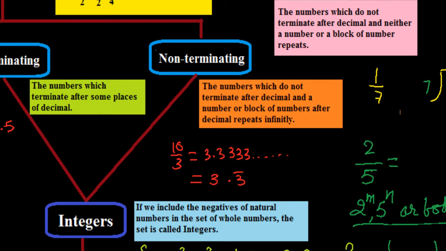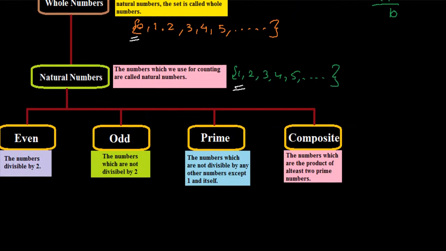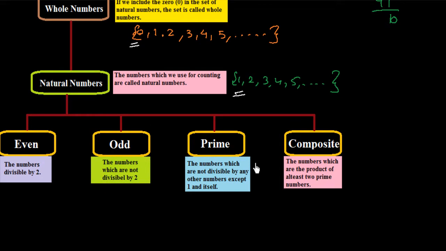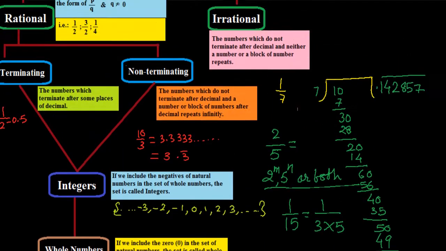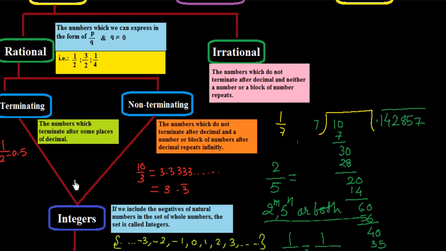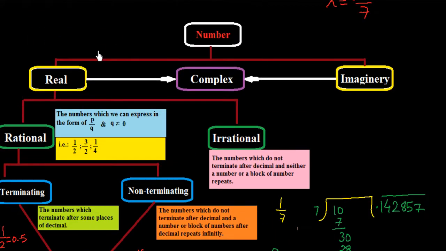Now we see some other roots of these number systems. There are 4 major roots here: even, odd, prime and composite. These are our stem, the natural numbers, whole numbers and integers. These are the stem of this tree. And on the other side, these are our branches, the 2 branches we have got here. Here also branches. So this is our whole tree in this way.